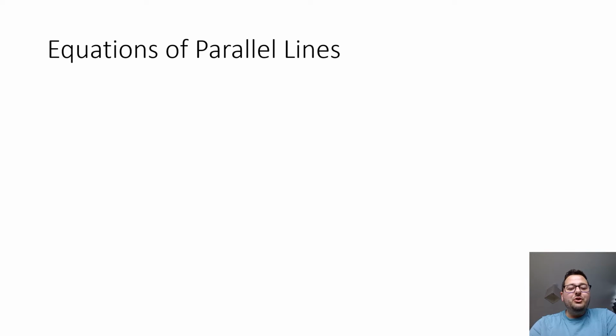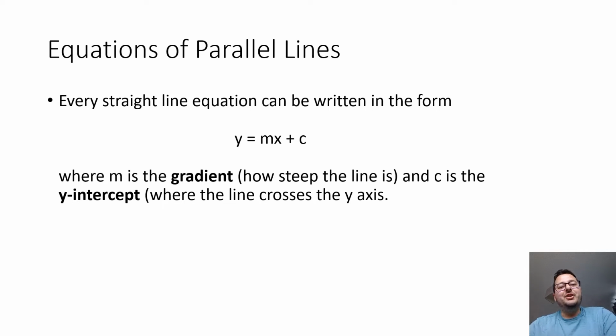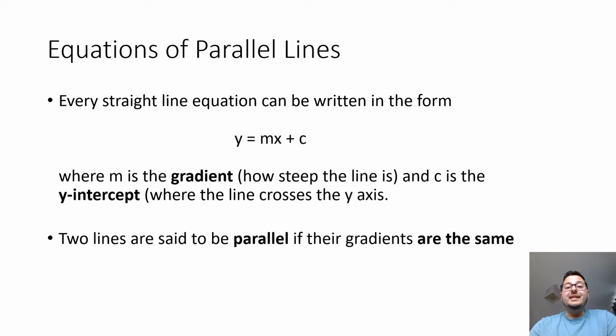Okay, so first of all, just a reminder of the equation of a line. Every straight line can be written in the form y equals mx plus c, where m is the gradient, so how steep the line is, and c is the y-intercept, where the line crosses the y-axis. Now, two lines are said to be parallel if their gradients are the same. So if they've both got the same m, then they are parallel lines and they're going in the same direction.